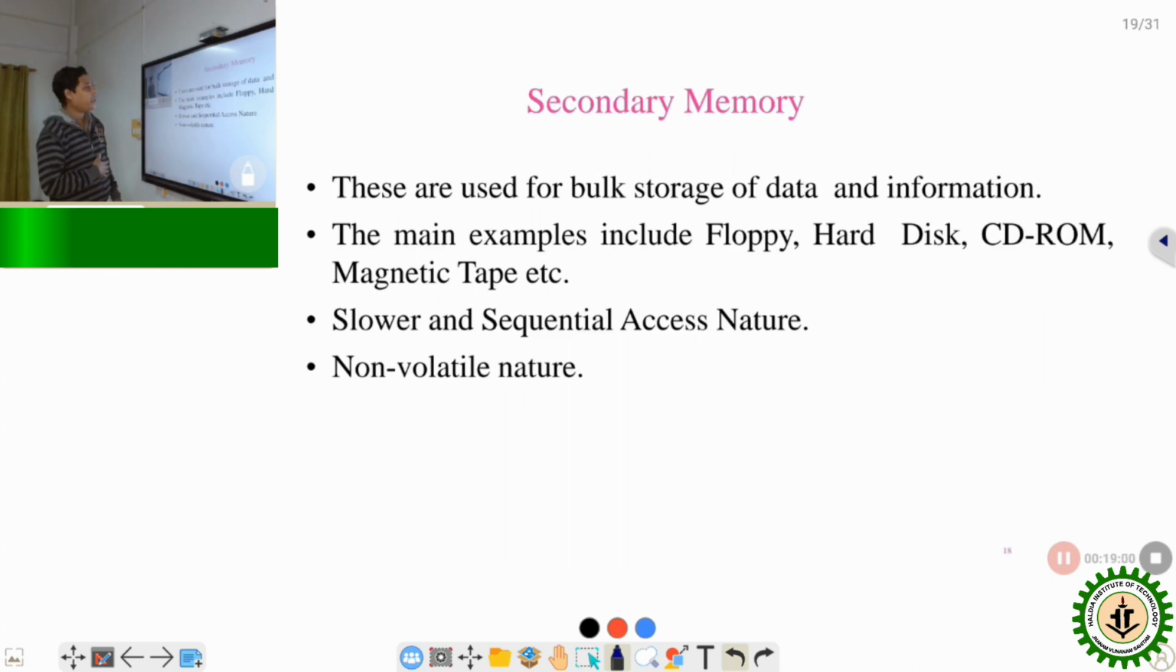And in case of secondary memory, to store a bulk amount of data or information, generally secondary devices are used, and hard disks, CD, DVD, this kind of memory device come under this category. And obviously it is non-volatile memory, whereas RAM and ROM are volatile memory, that is, once power is off, data from the RAM will disappear.